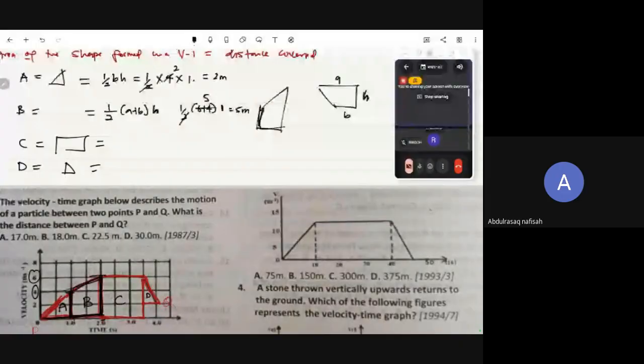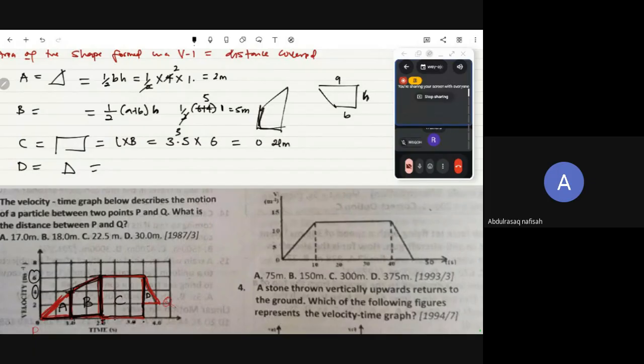C is the rectangle. And this is how a rectangle looks like. The area of a rectangle is length times breadth. The length is 3.5 times 6. So 6 times 5, 30, then 6 times 3, 18. 18 plus 3, that's 21. 21 meters.